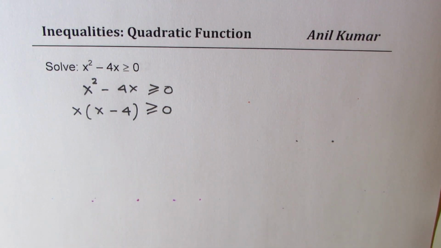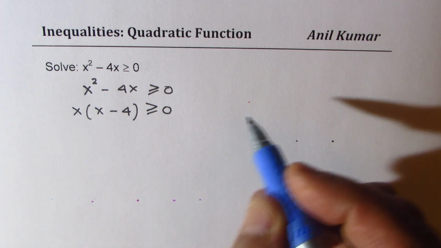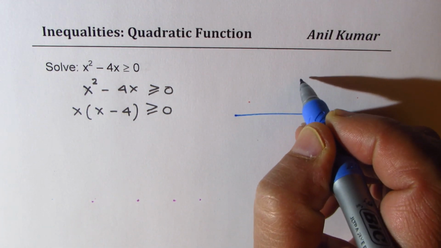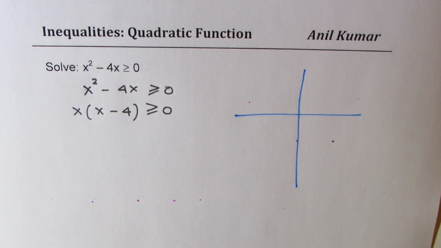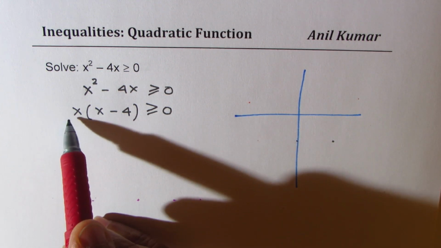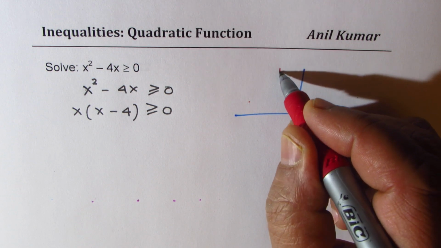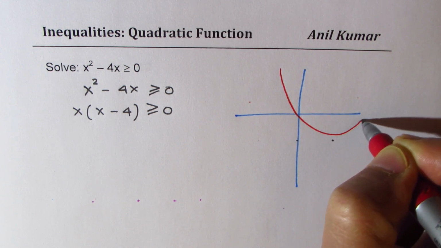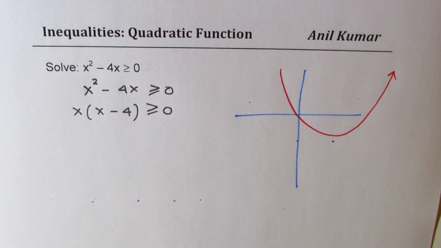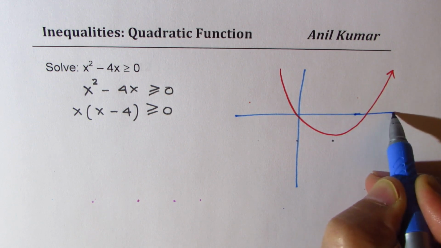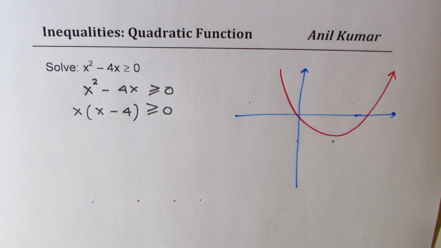Now I can always sketch it, correct? To sketch, we know we have two zeros in this case. One is at 0, the other one is at 4. The parabola opens upwards, right? Since the leading coefficient is positive, kind of like this. We want the values where the function is positive, greater than or equal to 0.